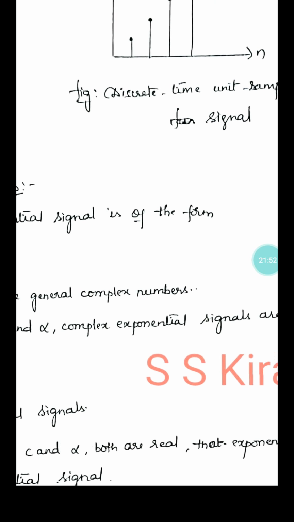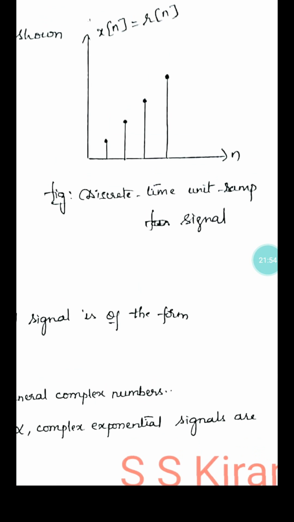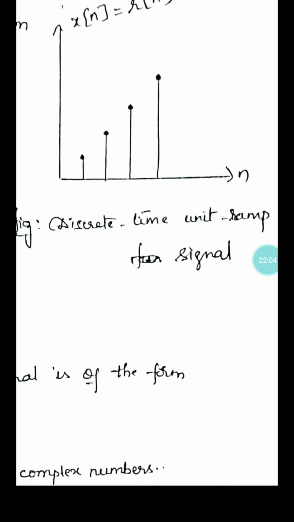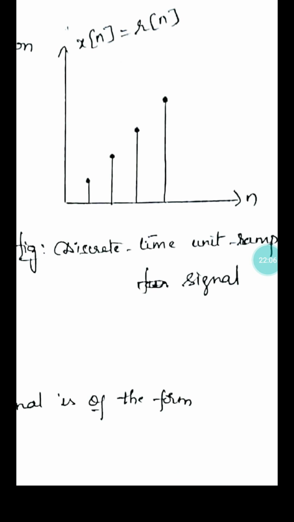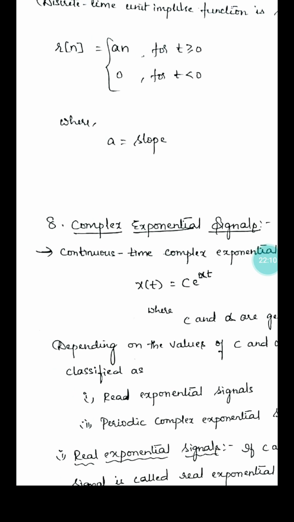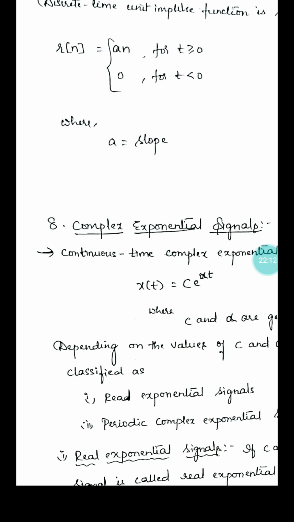Thus you can observe the continuous time unit ramp signal. This is the discrete time unit ramp signal. On the x-axis you can take n as an integer, and on the y-axis you can take x of n equal to r of n. Now how can we write the mathematics? Very simple. R of n equal to a n for n greater than or equal to 0, and 0 for n less than 0. A is called the slope.